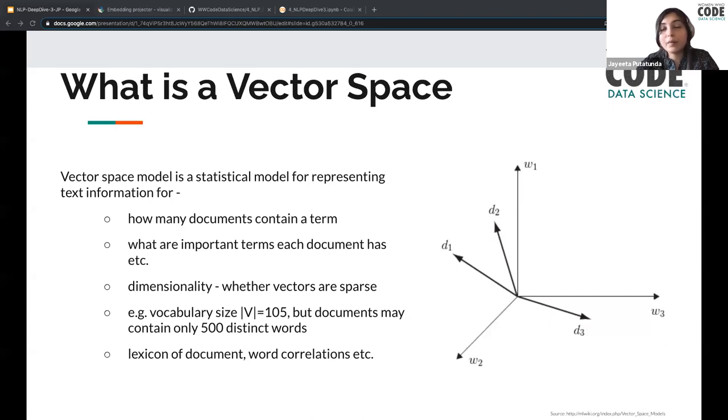Say, if you have a vocabulary size of 10^5, not necessarily all of them is something that you really want. And out of that, 500 can be the distinct words. So you can choose and create your vector space as per your own document set, so that you can train it for the custom solutions that you may want to build. It also keeps all the features for the lexicon of the document, what the word correlations with each other are, and so on. Great.